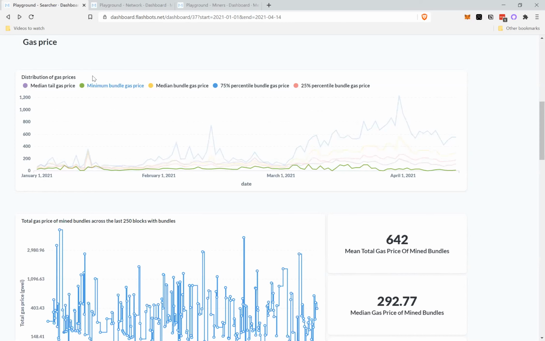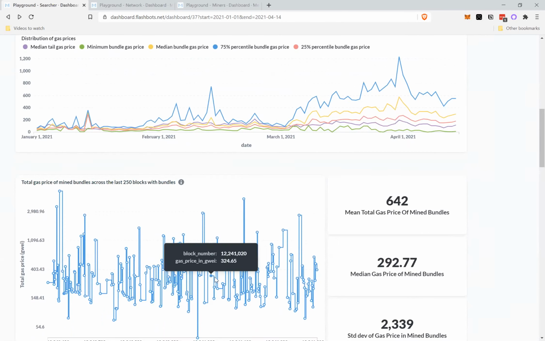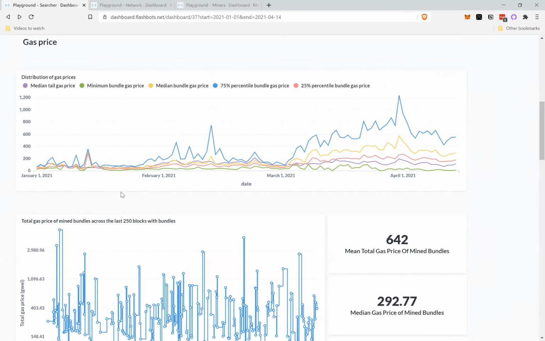And again, it's sort of difficult to get the right metric for what average bundle gas prices are over time. They really vary, as you can see in this chart down here. But I like this top chart that shows you what the minimum bundle gas price is in green over 1 day, what the median is in yellow, and then the 75th percentile of bundle gas prices within a day, and the 25th percentile gas prices within a day in blue and red, respectively.